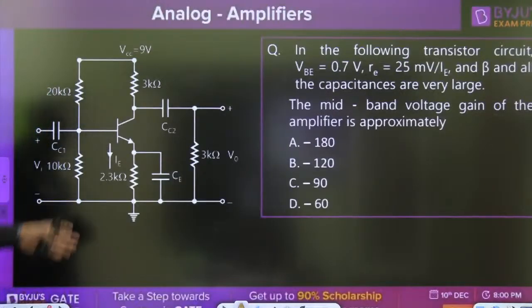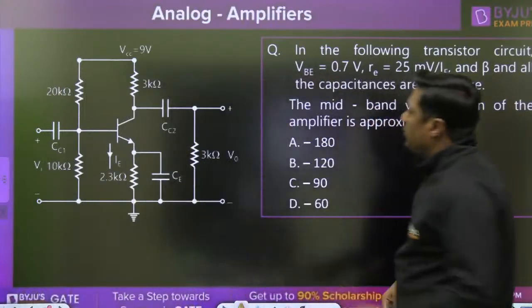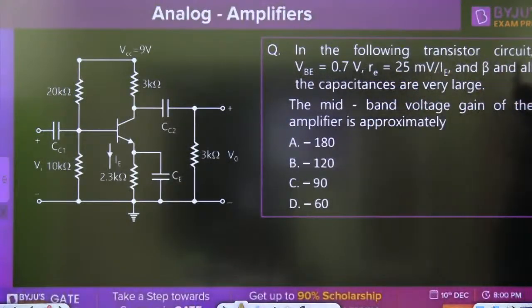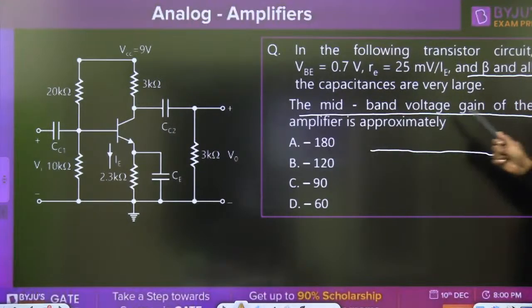Okay, now the first type of question, where we quickly use this formula. In the following transistor circuit, VB is given as 0.7 volt, small re is 25 millivolt divided by IE, and the beta and all the capacitances are very large. If beta is very large, what is the alpha? Tell me the answer in the comments box. We are calculating the midband voltage gain of the amplifier, approximately.